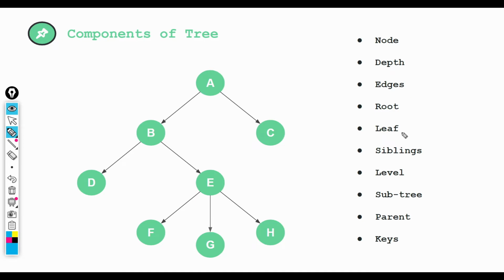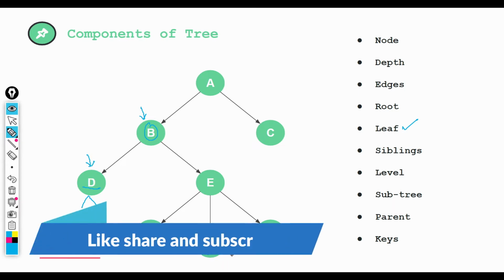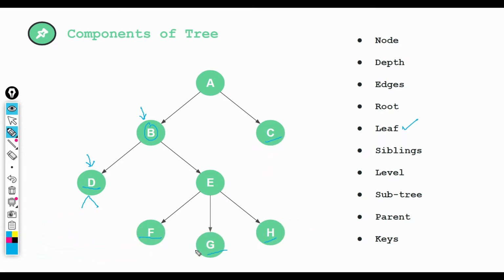Now, the next component we have is leaf node. The node which doesn't have any child is called a leaf node. Let's take the example of node B, which has two children, D and E. We can't call this B node a leaf node because it has children. Now let's talk about D. D doesn't have any further children, so we can call this a leaf node. Likewise, we have nodes F, G, H, and C. These nodes don't have their own children, so these nodes are known as leaf nodes.